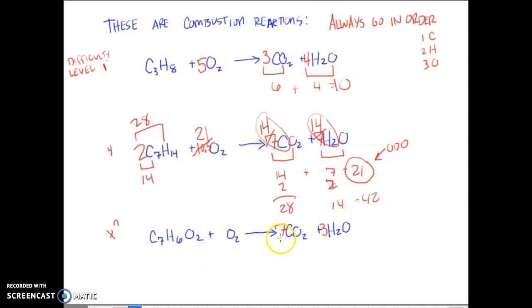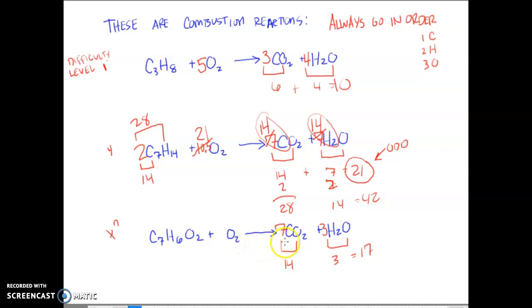Now count my oxygens. That's 14. And 3, which is 17. Now this looks a little easier than the last one. Actually, no, it doesn't. It looks worse. Who am I kidding? 17 is an odd number.